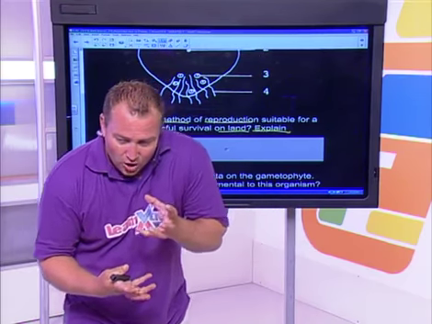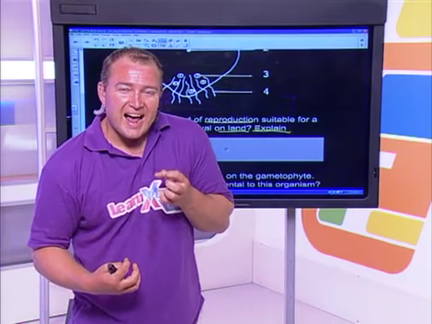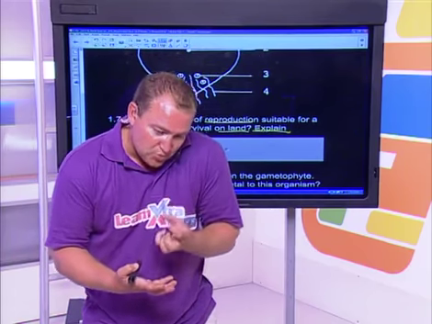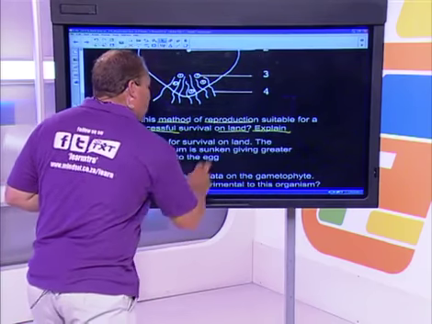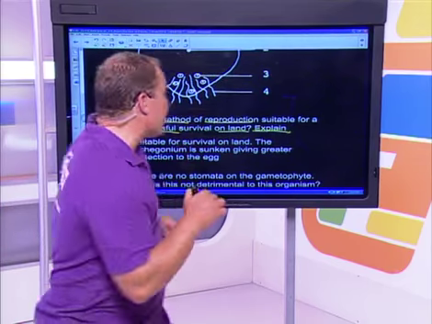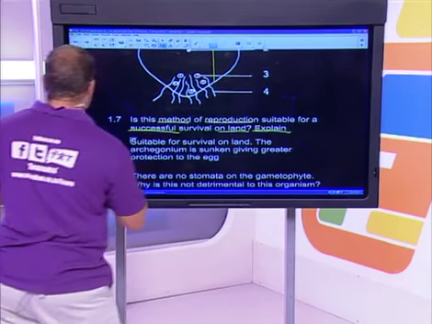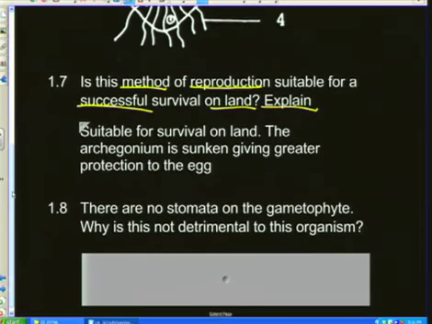Of course it is. And the main reason for that is that the Archegonia is protected inside. So remember, you've got those cells, and those cells protect it quite nicely. So let's have a look at it. We bring it down. It is suitable for survival on land. That answers the first question. And then it says, the Archegonium is sunken, giving greater protection for the egg. It's sunken so that it's protected. The more you protect it, the more chance you have of surviving.